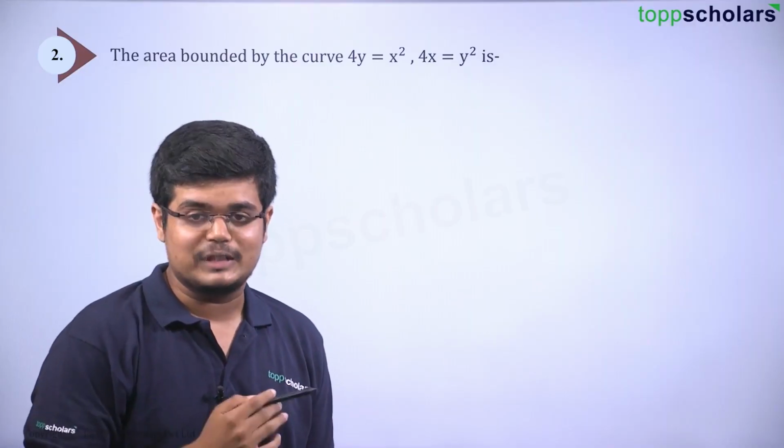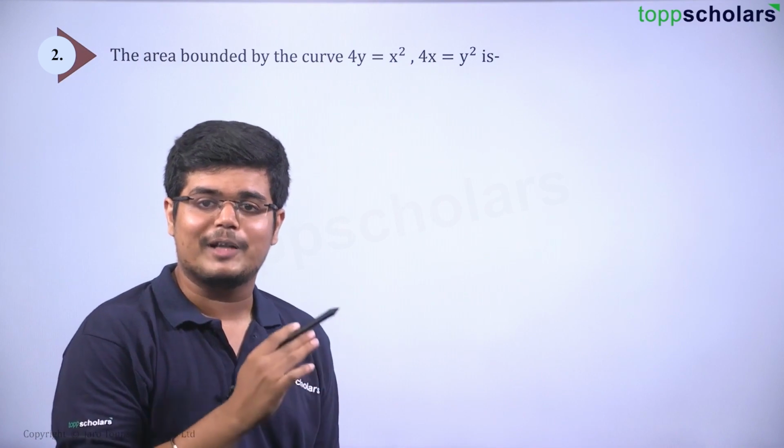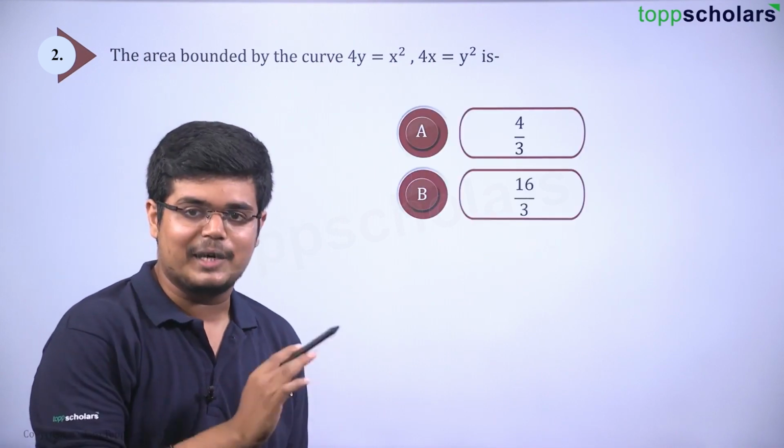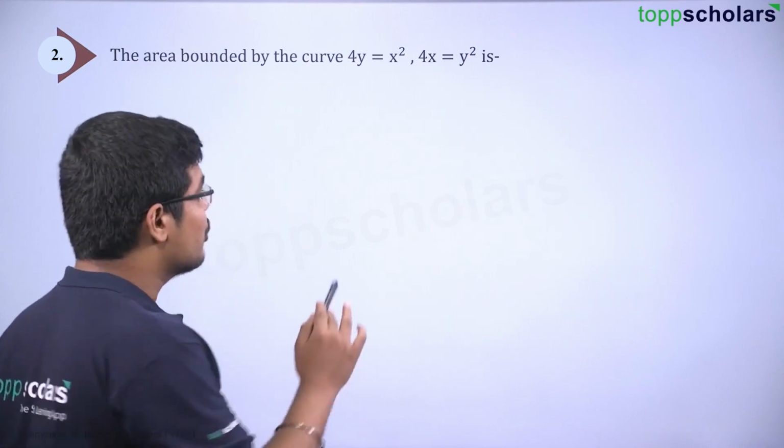The next question that we have is a similar question. The area bounded by the curve x square equal to 4y and y square equal to 4x is dash, and these are the 4 options that we have. So, students, again we have two parabolas. Let us first go and make the figure.